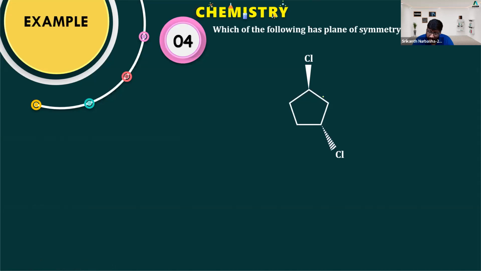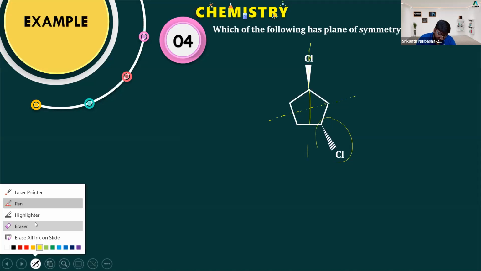I cannot. If I try to draw a plane like this, this chlorine is above and this chlorine is below. And if I try to include one of the chlorine atoms, either this chlorine or the other chlorine, then on this side we have a carbon-chlorine bond, and on this side we do not have, so that is not going to be symmetrical.